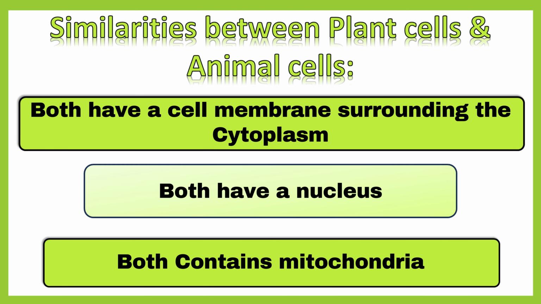Now we talk about the similarities between plant cell and animal cell. Both have a cell membrane surrounding the cytoplasm. Both have a nucleus and both contain mitochondria.